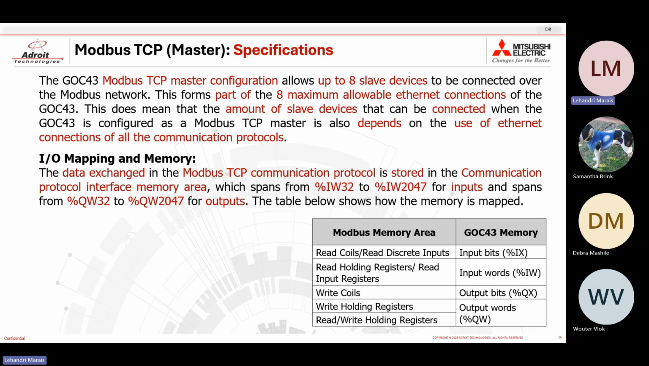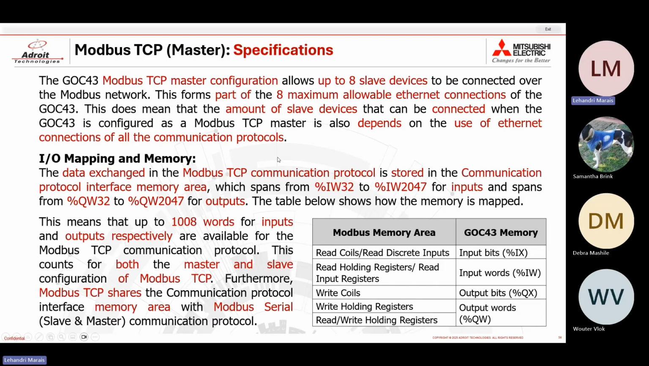For the IO mapping for the Modbus protocol, this is done automatically, so it's automatically generated by your configuration of the GOC, and this will automatically be given an address in your communication protocol interface memory area, which spans from input word 32 to input word 2047, and output word 32 to output word 2047. Now, this means that you have 1008 words for inputs and outputs respectively for the Modbus TCP communication protocol.